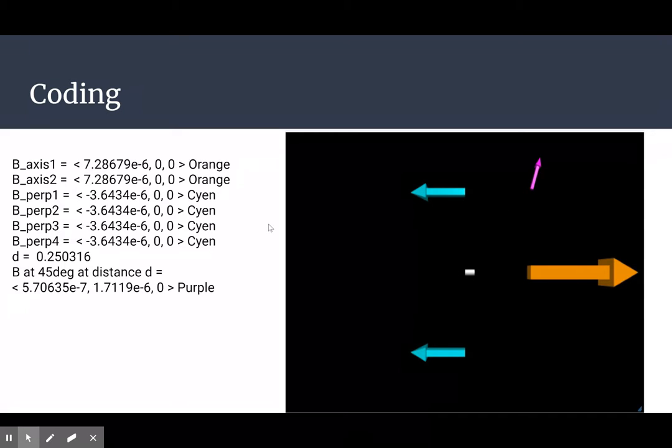So the orange arrow is the one on axis. You can see that we have only one arrow and two values. The reason for that is that we have two of the same values, and from this angle we can only see one arrow. The orange is for the one on axis, and the one perpendicular is the cyan color. As you can see, we can only see two arrows, and it's for the same reason. We have all the same values. And at 45 degrees, the one in purple here.